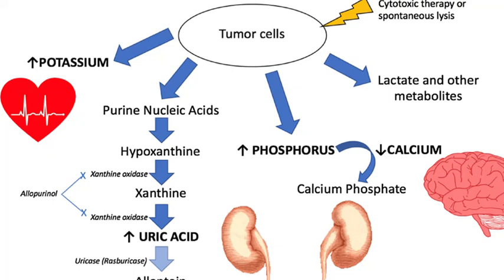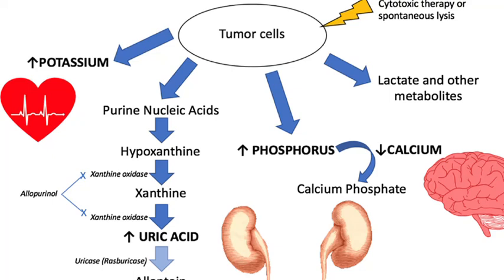Hyperphosphatemia, on the other hand, can lead to calcium phosphate crystals precipitating in the kidneys, which can cause acute kidney injury or worsen existing kidney problems. The drop in calcium levels caused by high phosphate can lead to muscle cramps, seizures, or even life-threatening complications like tetany. That's why managing all these electrolyte imbalances is crucial in tumor lysis syndrome to prevent severe complications.